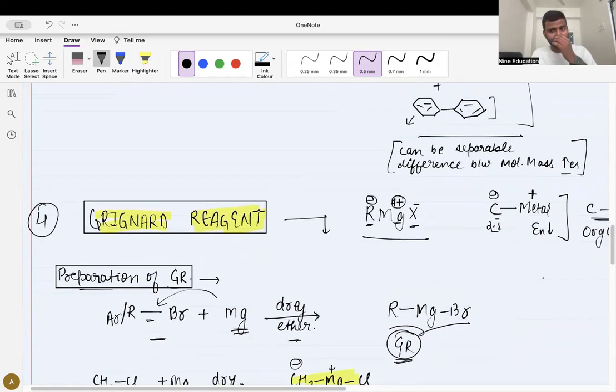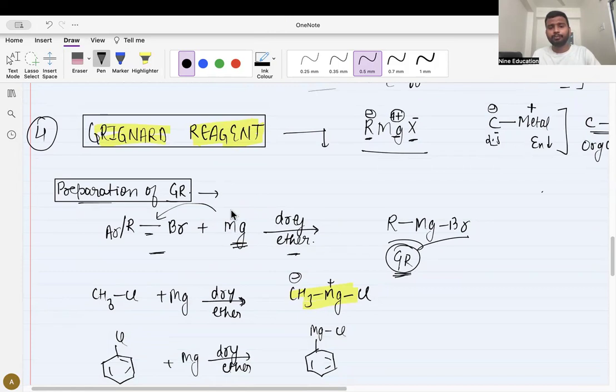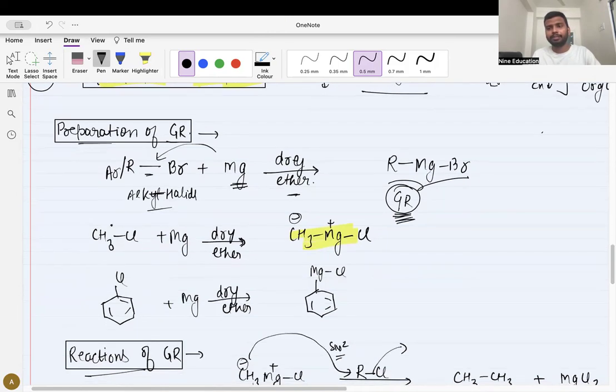Lastly, we have reaction of Grignard reagent. How is Grignard reagent made? Grignard reagent is made with magnesium in dry ether. So when you put magnesium in dry ether with alkyl halides, you will get Grignard reagent. Let's say I have CH3Cl. Example I have taken CH3Cl with magnesium in dry ether. You will get CH3MgCl.